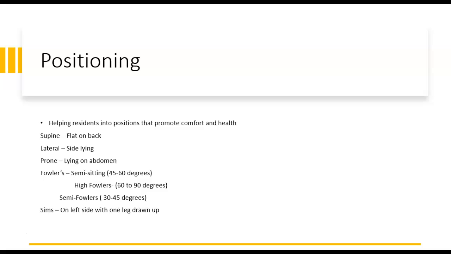Supine would be lying flat on the back, lateral is side lying, prone is lying on the abdomen. Fowler's or semi-Fowler's is 45 to 60 degrees, high Fowler's is 60 to 90 degrees, semi-Fowler's or low Fowler's is 30 to 45 degrees. Sims is on the left side with one leg drawn up. And I think I've given you pictures of those before. That's just a review.